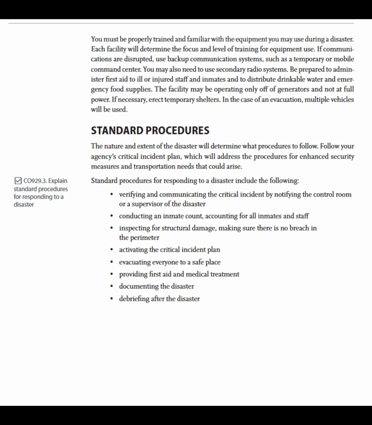Each facility will determine the focus and level of training for equipment use. If communications are disrupted, use backup communication systems such as a temporary or mobile command center. You may also need to use secondary radio systems. Be prepared to administer first aid to ill or injured staff and inmates and to distribute drinkable water and emergency food supplies. The facility may be operating only off of generators and not at full power. If necessary, erect temporary shelters. In the case of an evacuation, multiple vehicles will be used.